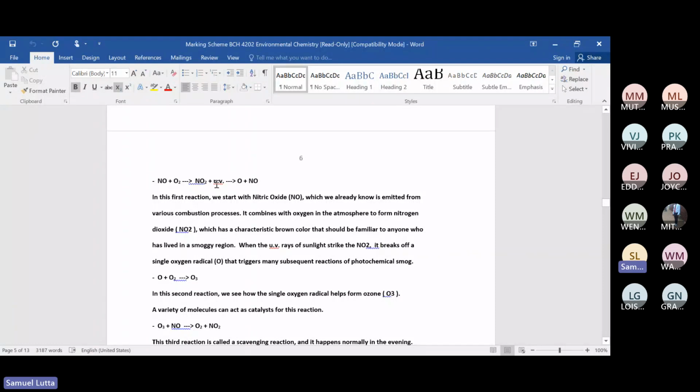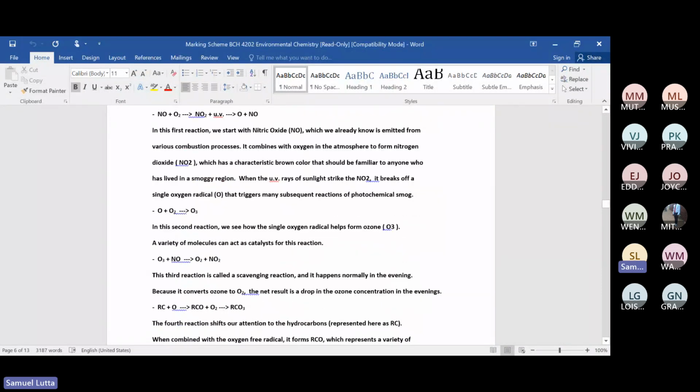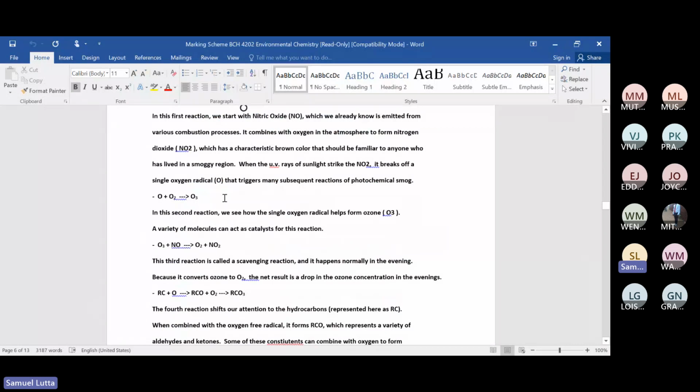So when it breaks down, it gives nitrogen monoxide. And this oxygen radical that is formed here can combine with oxygen to form what we call ozone. So again, you can be able to form ozone from this oxygen just by it combining with molecular oxygen. So in this second reaction, we are seeing that the oxygen, which is formed from a breakdown of nitrogen monoxide, combines with oxygen molecule to form ozone.